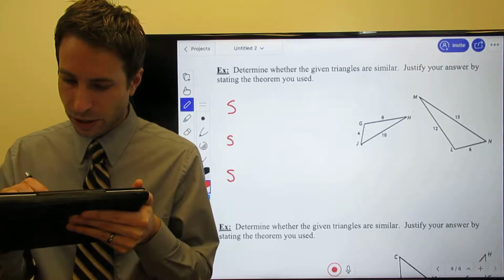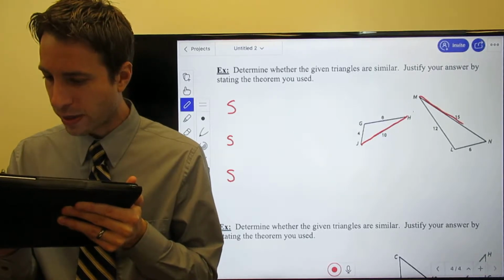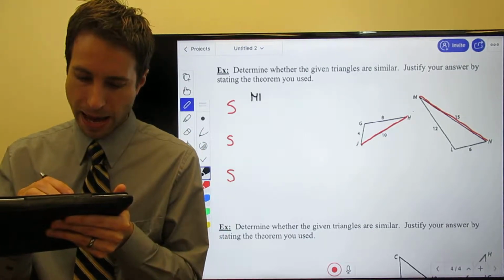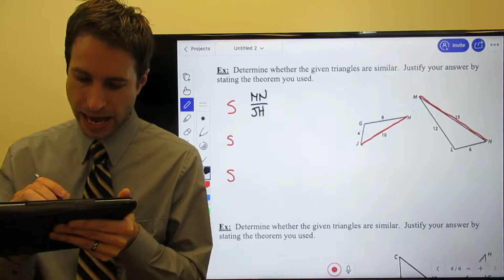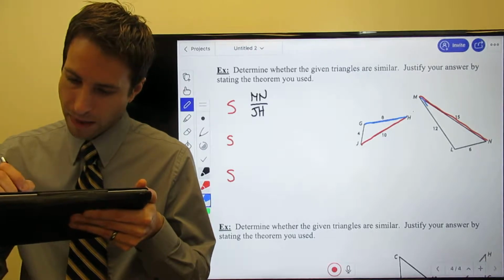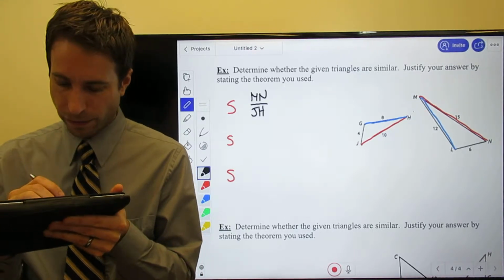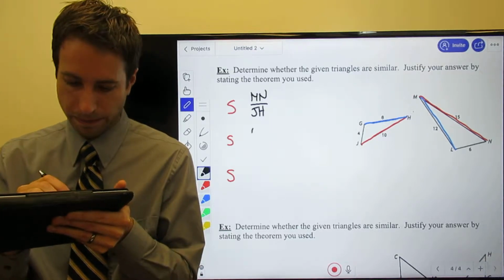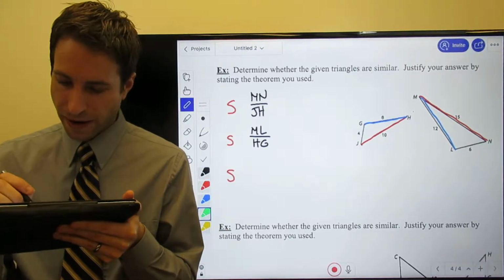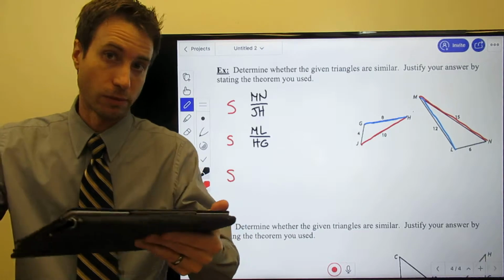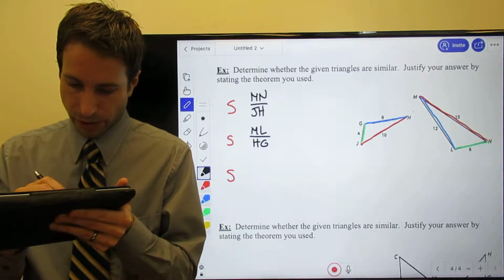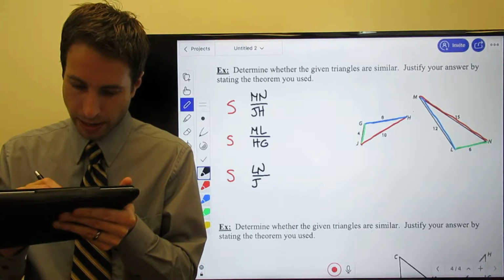Let's see what happens. JH corresponds with MN. Make sure we keep these in the same order, so I'll do the longer side divided by the shorter one. So MN over JH. What's my next one? Well, it looks like my next one is GH, and that's going to correspond with ML. So longer side over the shorter side, so ML over HG. And then finally, I'm just left with two sides, so GJ and LN. So we have LN over JG.